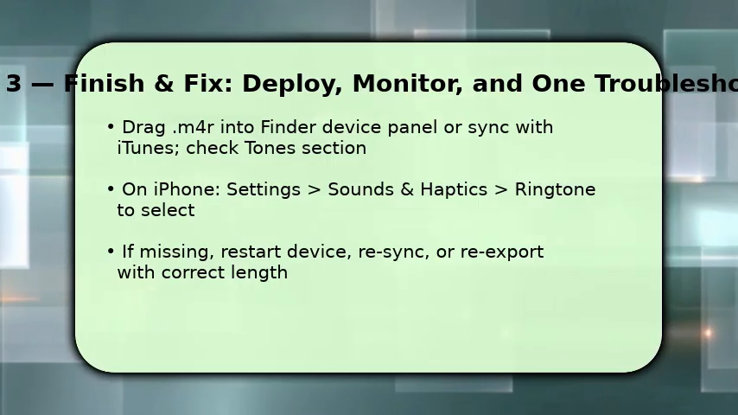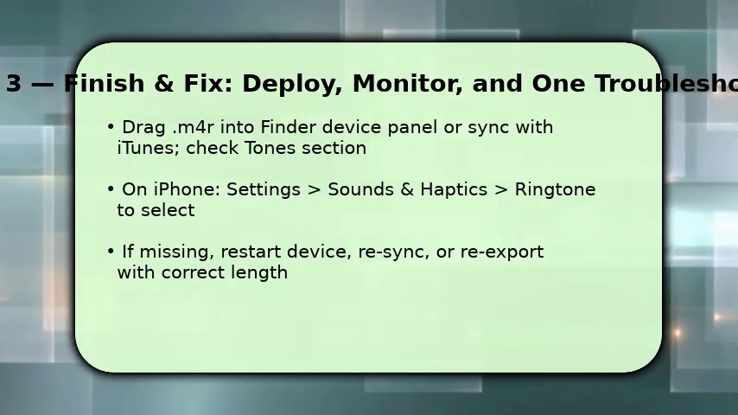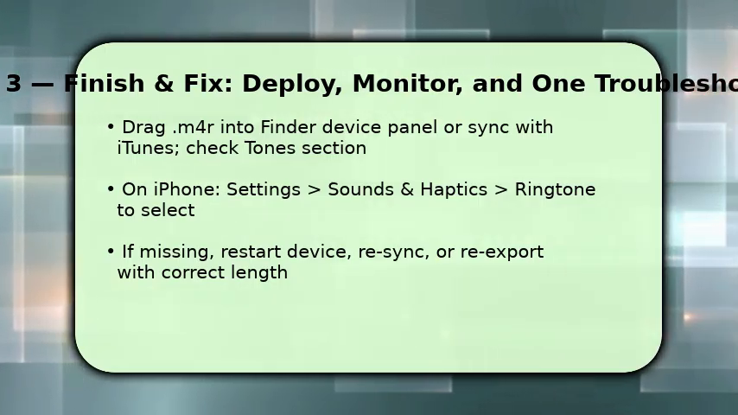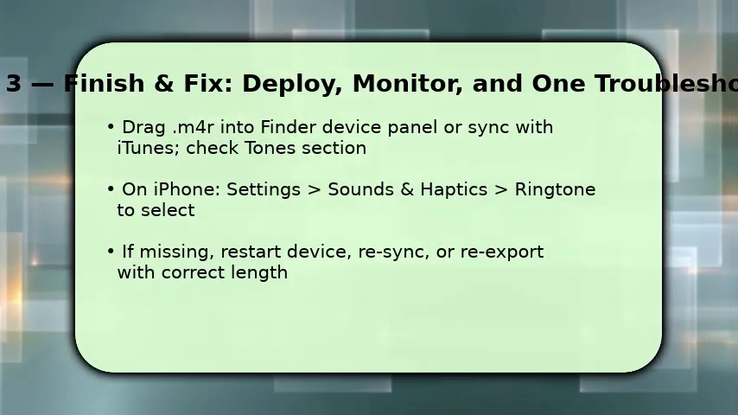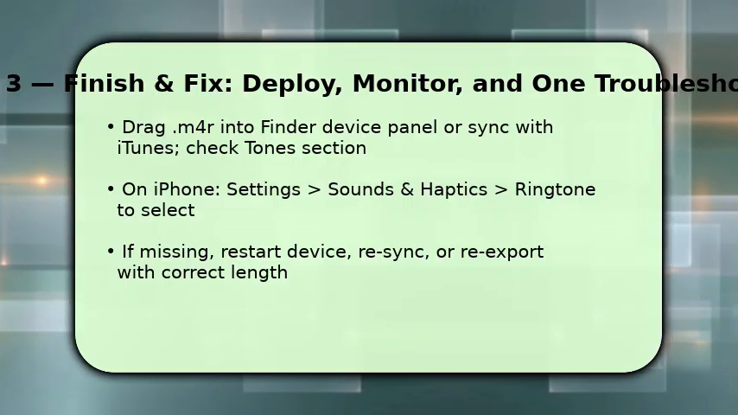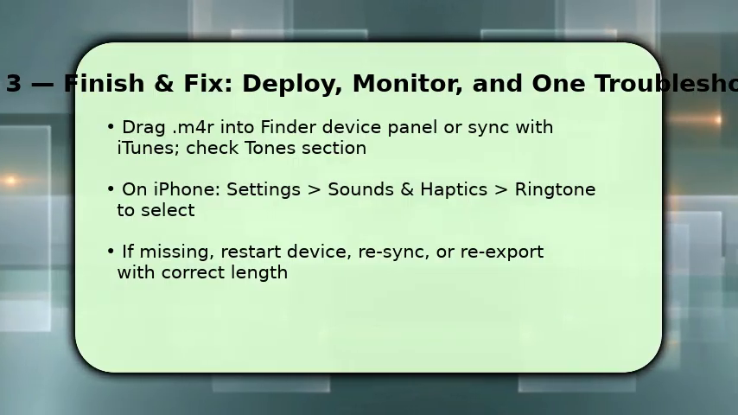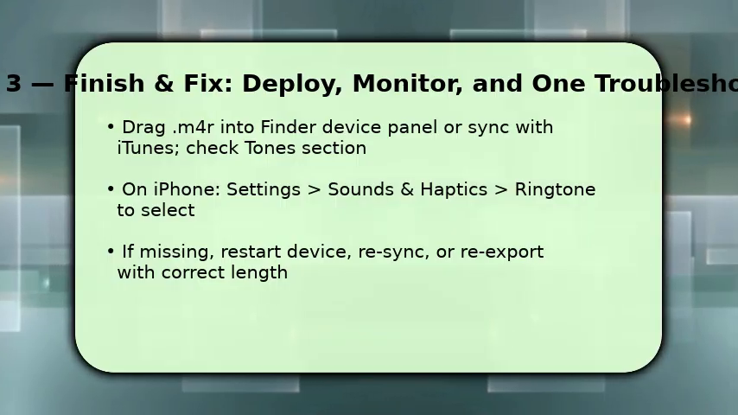If it does not appear, make sure the file is exactly under 30 seconds and named M4R, then restart the phone and resync. If problems persist, re-export from GarageBand with a different bitrate and repeat the install. That often resolves compatibility hiccups.